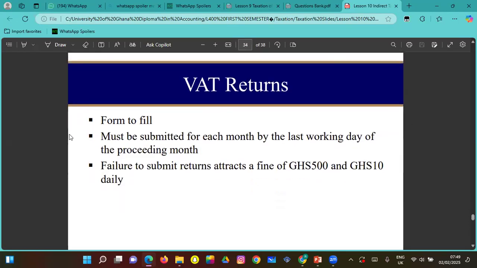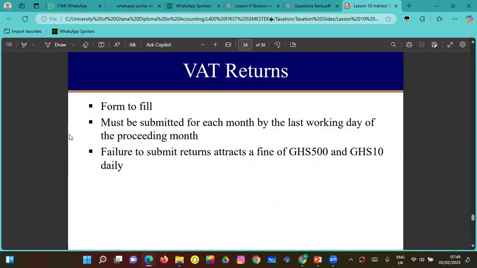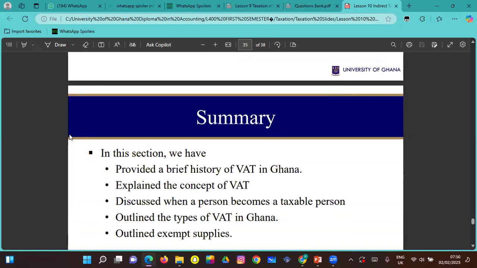VAT return form report must be submitted for each month by the last working day of the preceding month. So when you fail to submit a return, it attracts a fine of 500 cedis and 10 daily. It depends on the type of business.